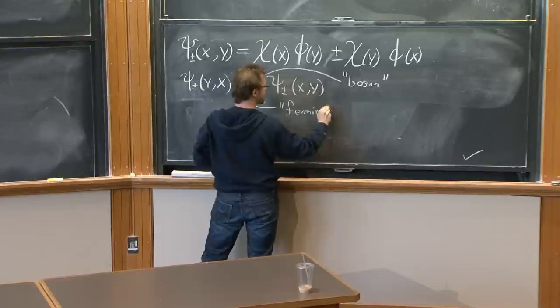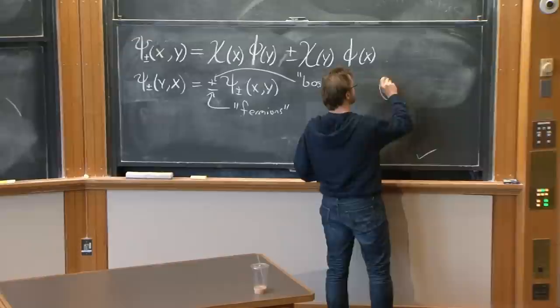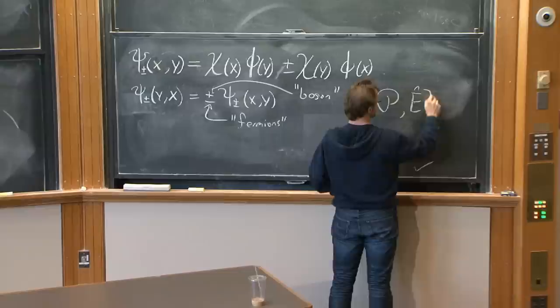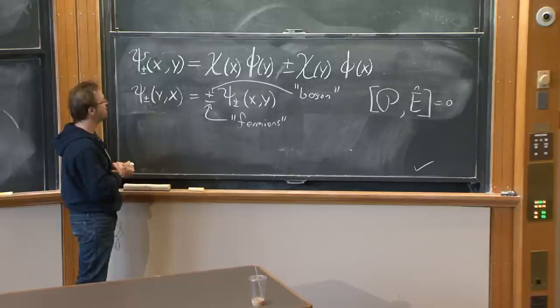As discussed previously, this is a persistent property of a system. If a system is bosonic at some moment in time, it will always be bosonic. If it's fermionic at some moment in time, it will always be fermionic. And that is a consequence of the fact that the exchange operator that swaps the two particles commutes with the energy operator if they're identical particles. And so if it commutes with the energy operator, then its value is preserved under time evolution with that energy operator.